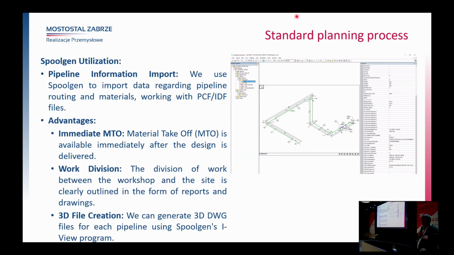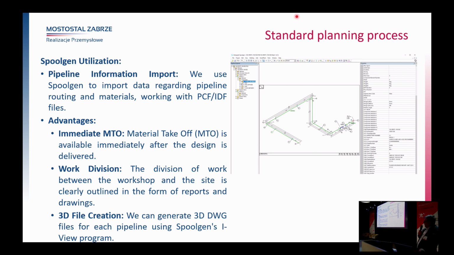So I will talk now a little bit about the Spoolgen. Using Spoolgen gives us the first advantage. We've got all the bill of materials or MTO immediately after receiving the files. We can easily divide the spools into spools which are only that big that they can fit into the truck, and also be possible to install on the construction site.